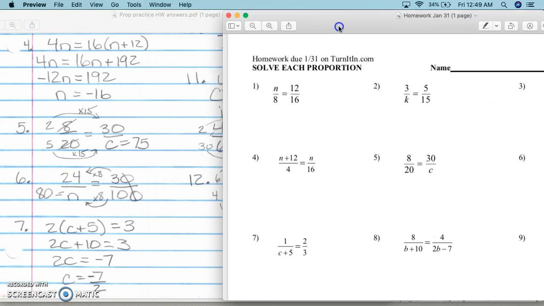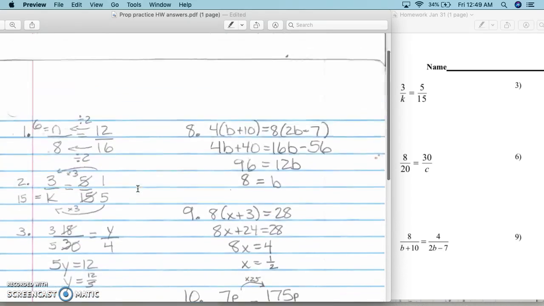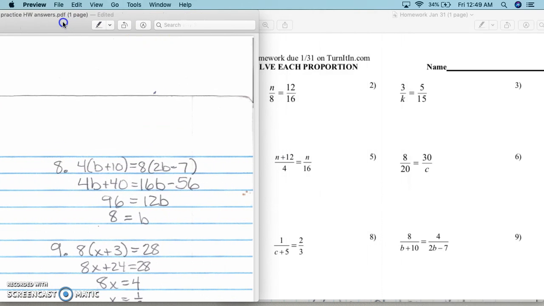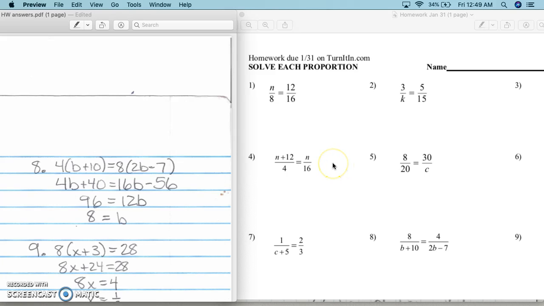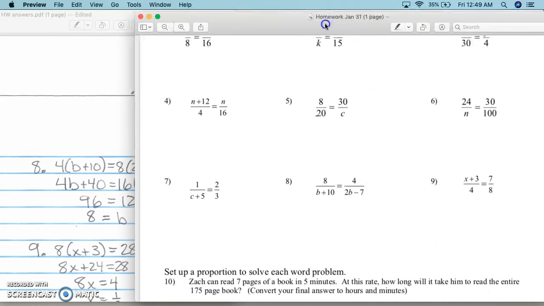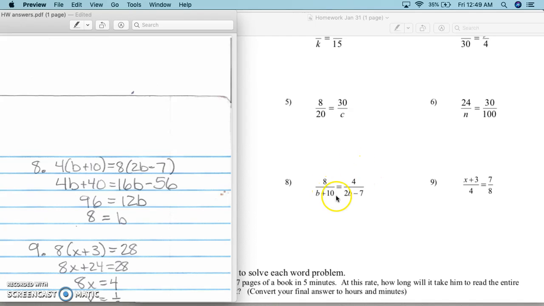All right, number 8. For number 8, we needed to cross multiply because we had that plus there on the left numerator. So we had 4 times n. Looking at the wrong one there. There's the problem. All right, let's try this again. There we go. All right, so 4 times b plus 10, that looks better, equals 8 times 2b minus 7. Distribute both sides, move your variable over, isolate it, get a coefficient of 1, we get b equals 8.